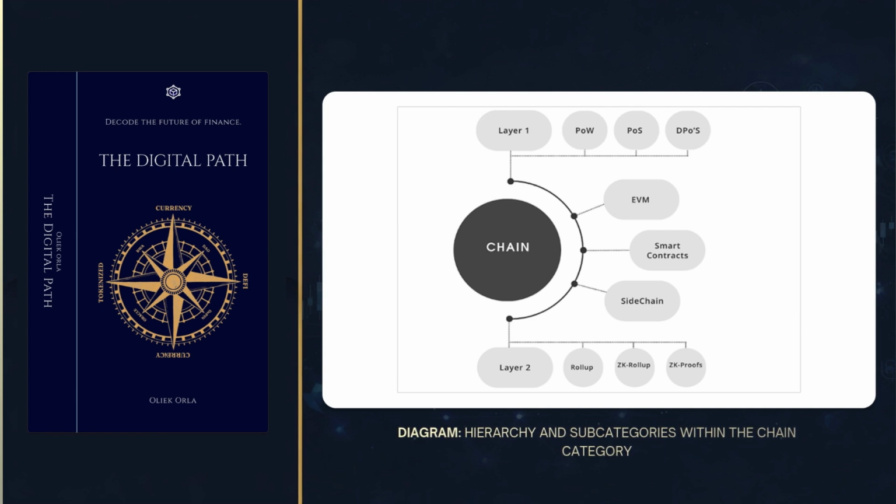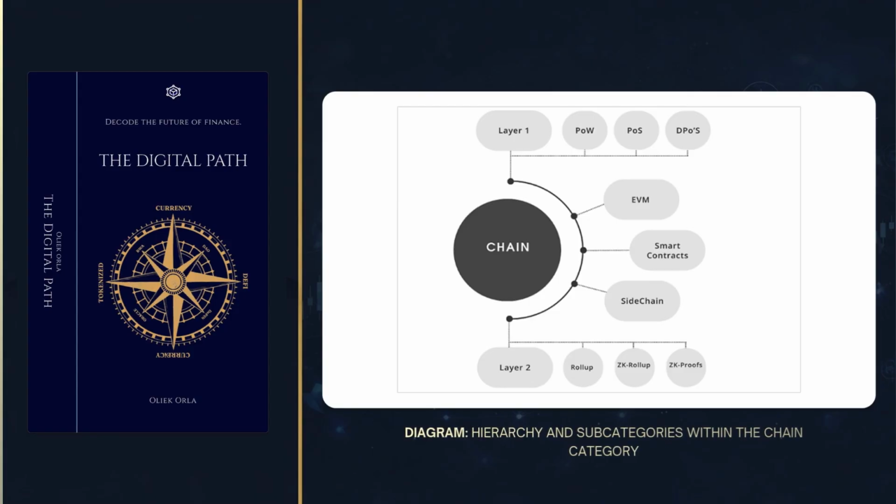Smart contract platform. This subcategory focuses on platforms designed for creating and executing smart contracts, self-executing code that enforces agreements without intermediaries. These platforms serve as the foundation for DeFi, NFTs, DAOs, and other decentralized services, offering different approaches to security, speed, and scalability. Examples: Ethereum, Solana, Cardano, and Near.